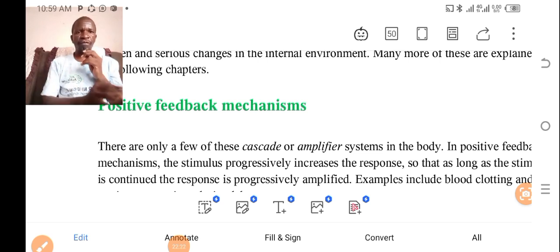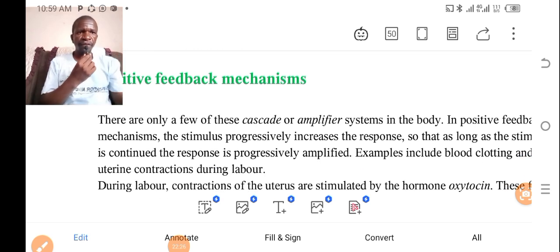So there are only a few of these cascade or amplifier systems in the body. In the positive feedback mechanisms, the stimulus progressively increases the response, so that as long as the stimulus is continued, the response is progressively amplified.